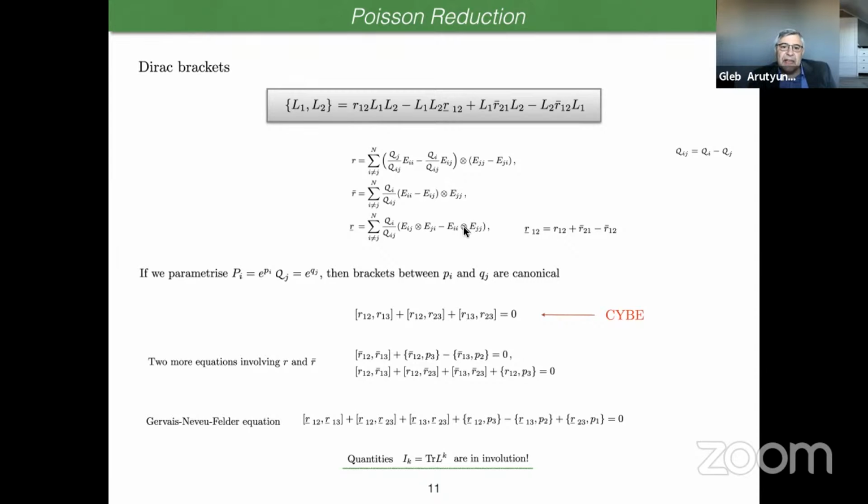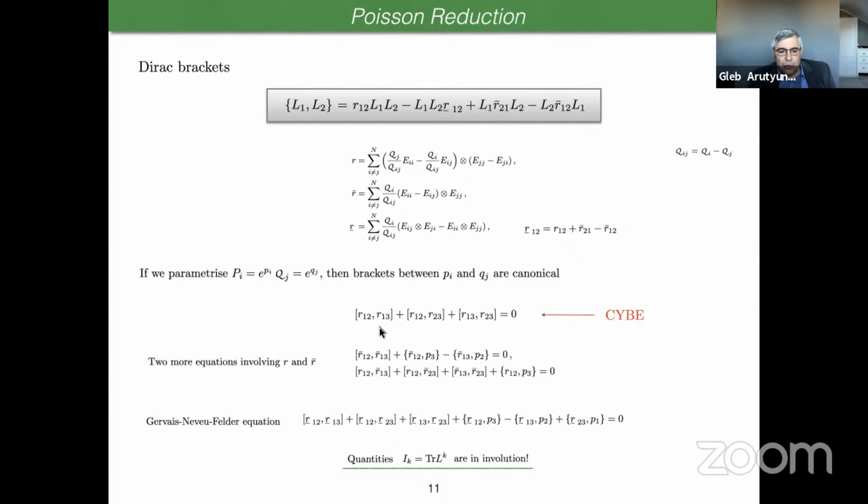Further on, the compatibility of this Poisson structure, meaning the Jacobi identity, requires that the matrix R satisfies the usual classical Yang-Baxter equation, and it does so. It satisfies this equation regardless of the value of these parameters Q. In this way, we have found an n-parametric solution of the standard classical Yang-Baxter equation.